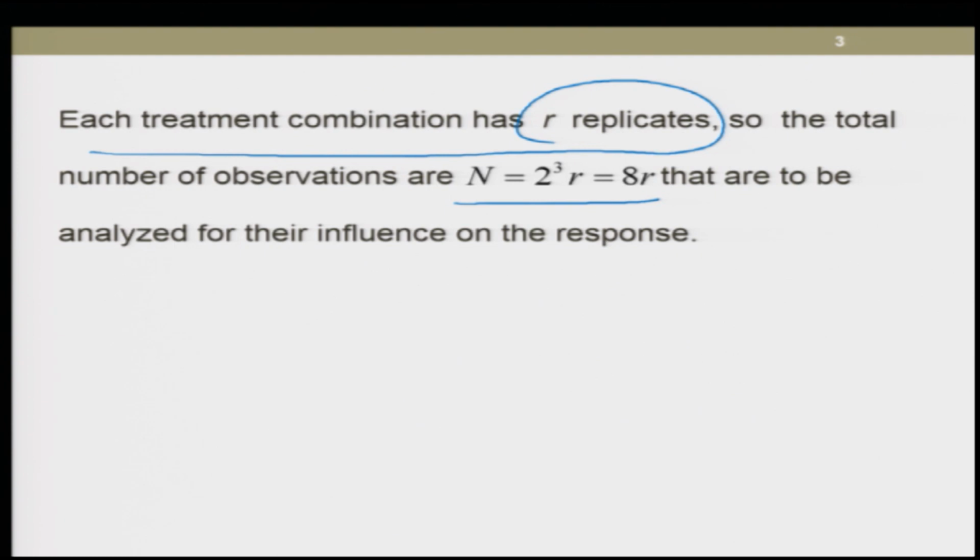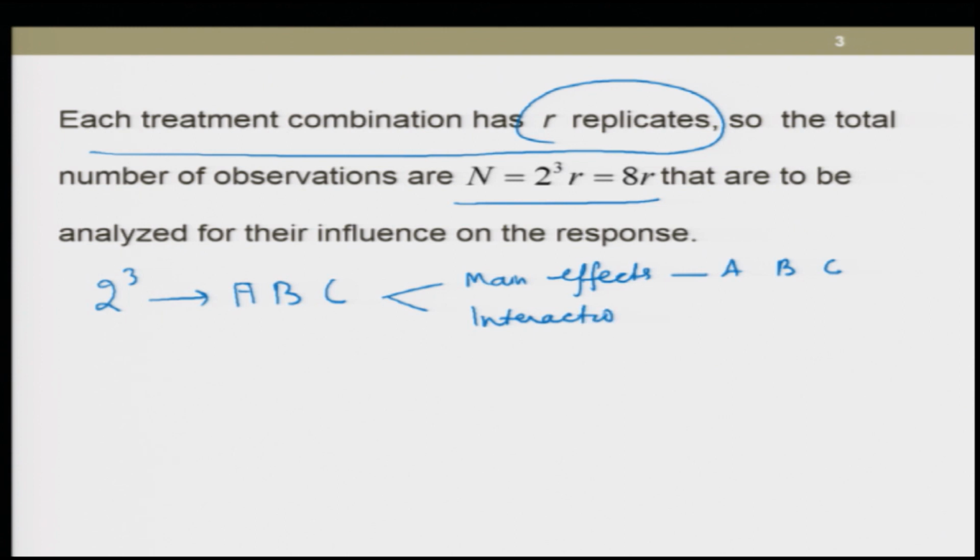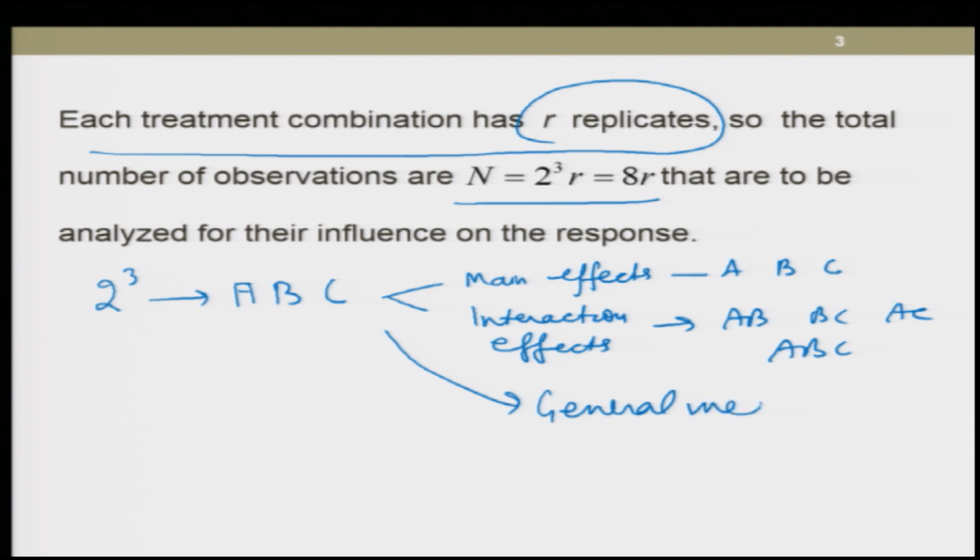One thing before I go further. You can see here we have the 2q factorial experiment, so there are going to be 3 factors A, B, C. So now we are going to have main effects. How many main effects? They are going to be A, B and C, 3 main effects, and then interaction effects. They are going to be AB, BC, AC, and ABC. Right, and obviously there is also going to be the general mean effect.